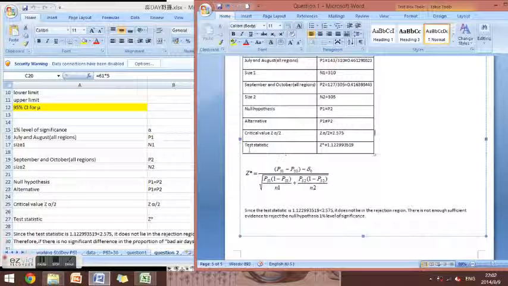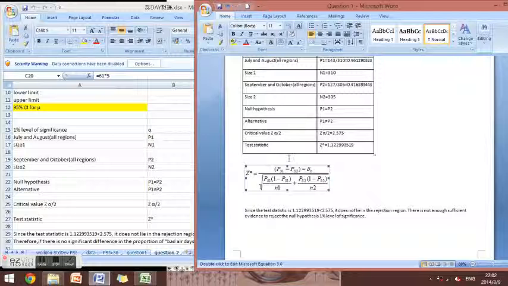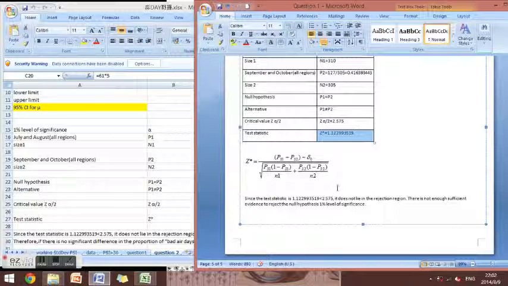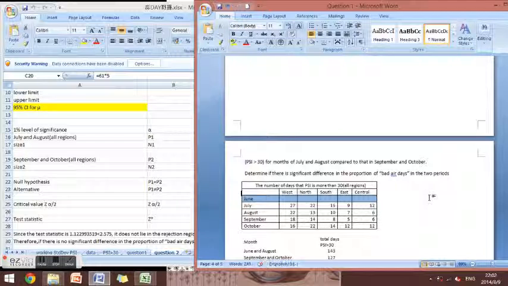In order to get the test statistic, we can use this function, and then we get these values. Since the test statistic value, this one, is less than 2.575, which is the critical value, it does not lie in the rejection region. There is not sufficient evidence to reject the null hypothesis at the 1% level of significance, so we can see that there is no significant difference in the proportion of bad air days in the two periods.